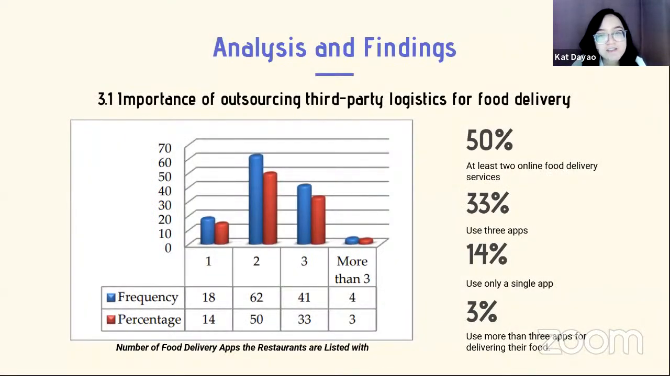For the analysis and findings, the respondents were first asked about the number of food delivery apps they're listed with, whose response is shown in the slide. So the figure shows that the maximum of the respondents, that is 50%, use at least two online food delivery services for their food delivery. 33% of them use 3 apps, 14% use only a single app, and 3% use more than 3 apps for delivering their food.